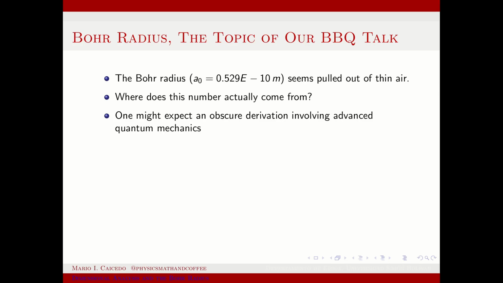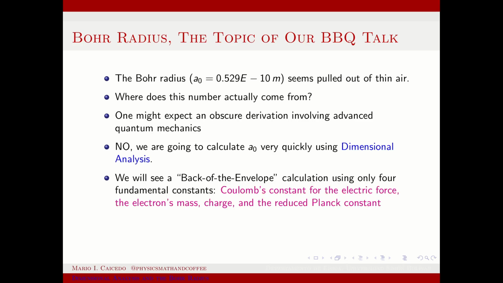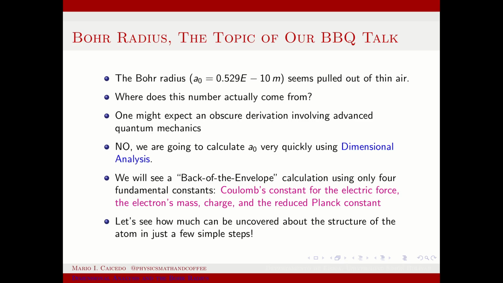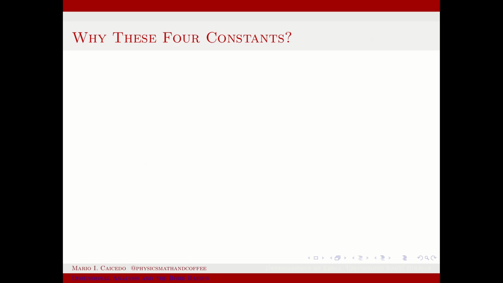Probably from a horrible quantum mechanical calculation full of obscure formulas and probably with the Schrödinger equation in the center. But no, we're not going to do that. We're going to calculate a naught very quickly and very easily using dimensional analysis. And we will do it with a back of an envelope calculation, and we will use just four constants. So let's see how much can we do, how far we get.